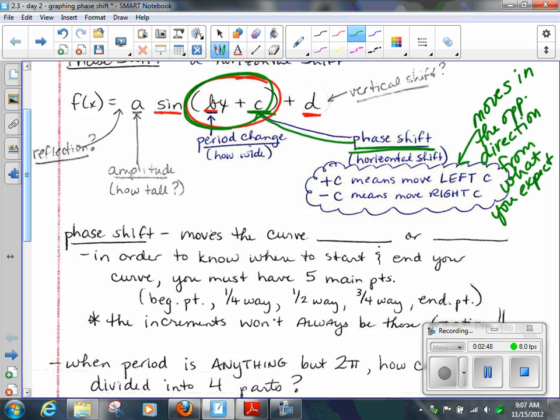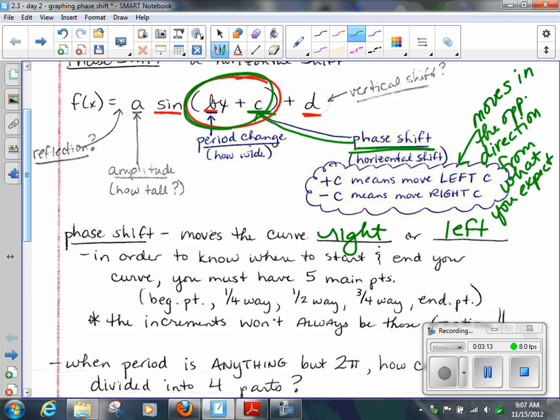Now, the phase shift moves the curve right or left. And in order to know where we're going to start or end our curve, you have to have 5 main points. And we've done that.